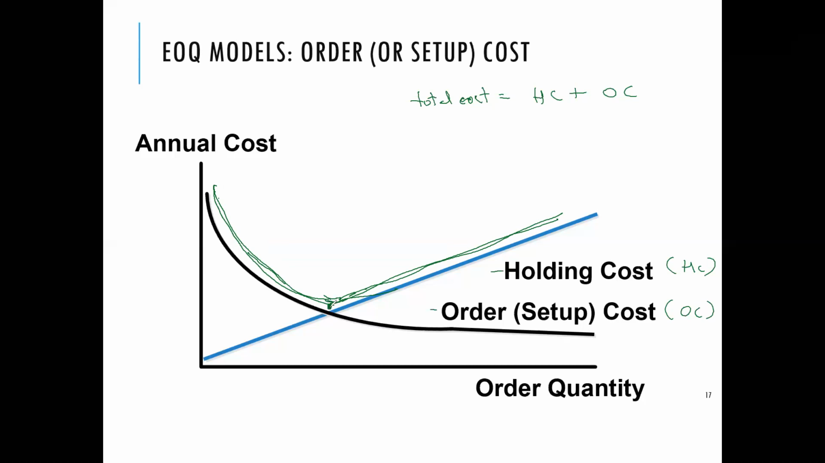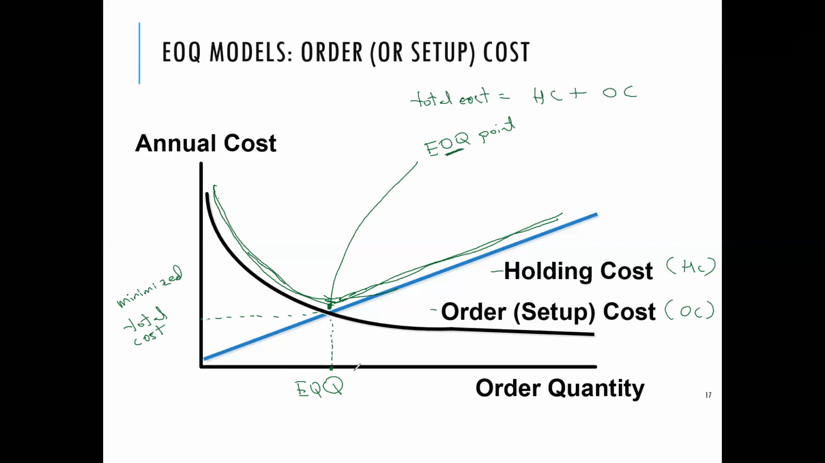And that minimum point is called the EOQ point, or the economic order quantity, because the quantity EOQ is the quantity that minimizes the total cost. I'll just write minimized total cost, is called EOQ.